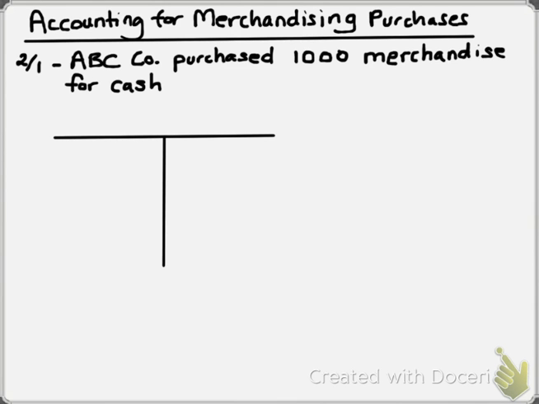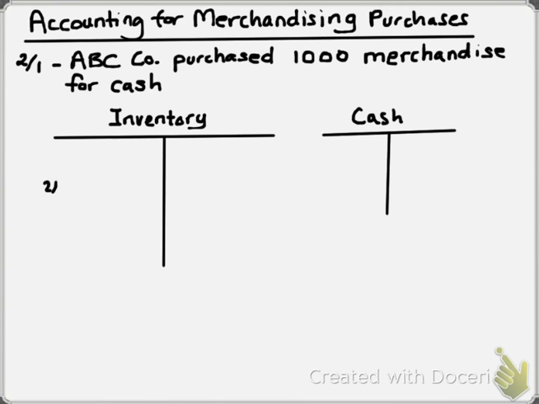What are the accounts affected by this transaction? It's going to be inventory and cash. Inventory is an asset. Asset increases when we purchase inventory, so we're going to debit inventory for 1,000. Cash decreases because we paid cash. We're going to put cash on the credit side. So your journal entry is debit inventory 1,000, credit cash 1,000.